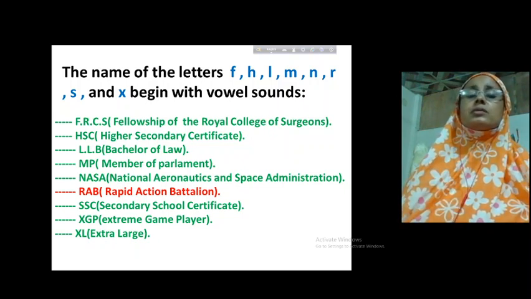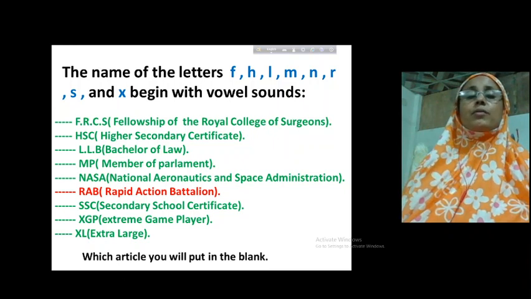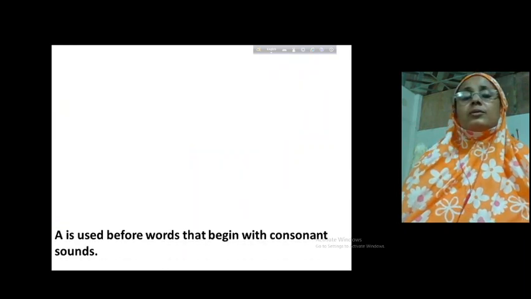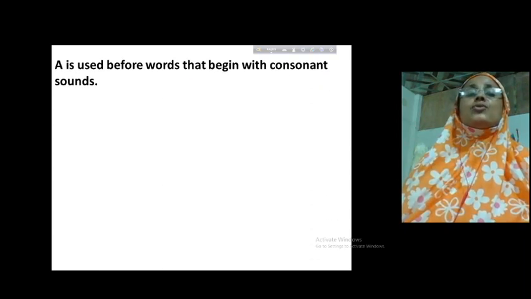Okay, we will use N. Write them in the comment box. Okay, which article will you put in the blank?